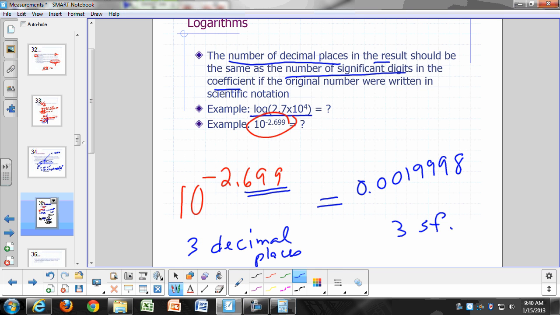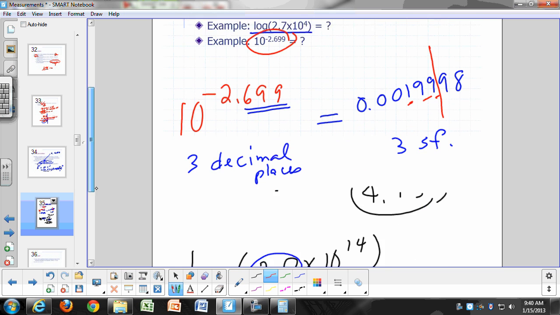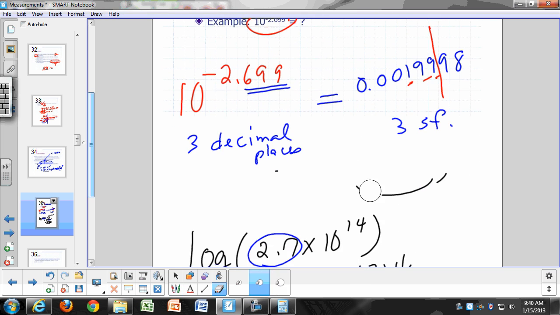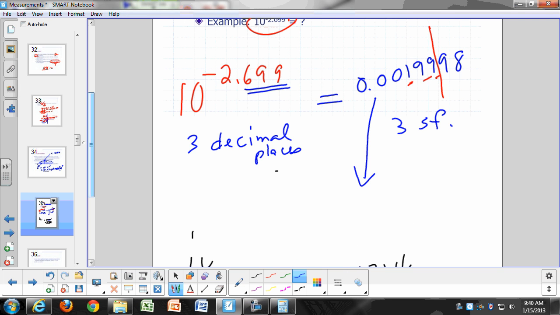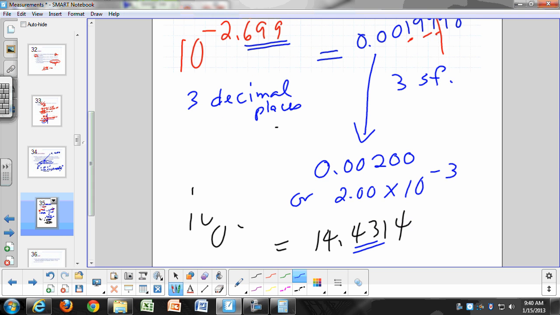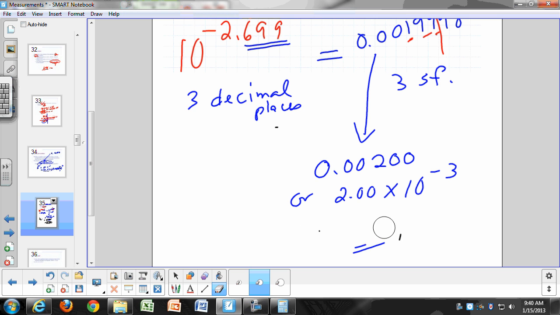Okay. That's 3 sig figs. That means this is the first non-zero digit. That's your first sig fig. 1, 2, 3. You round off there. And so if you round that off, that gives you 0.00200, or 2.00 times 10 to the negative third. That is how you would determine the antilog.